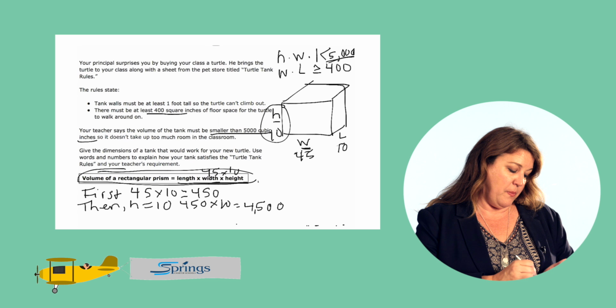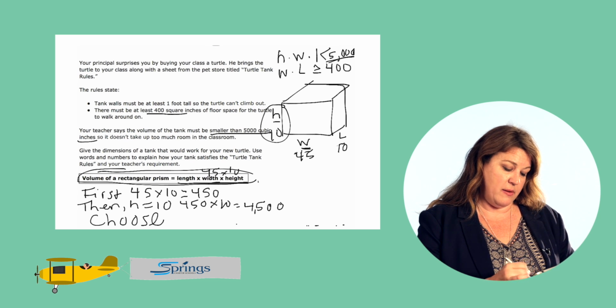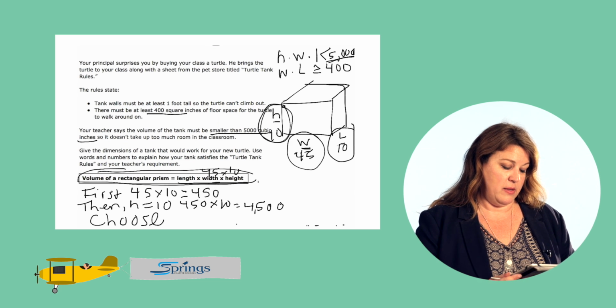And so we chose our final dimensions, and it met all of the requirements. The height is 10, the width can be 45, and the length can be 10. And that's one option for creating a turtle tank that meets all of the rules. You might come up with a different option, but that's how we solve problem number 5.